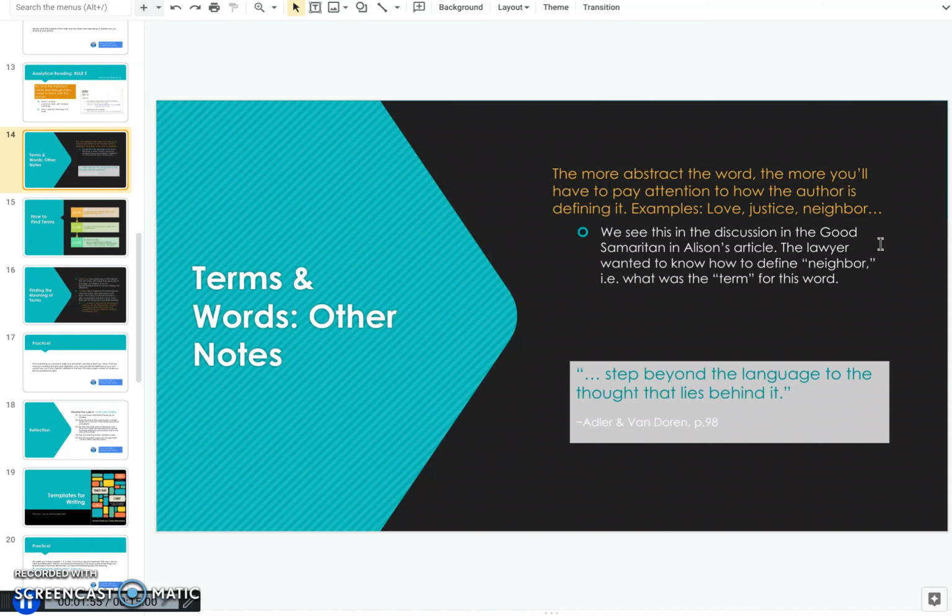So you can see an example of this in the article you're going to read this week by Allison with the term Good Samaritan. The lawyer in this story from Jesus wants to know how to define the word neighbor, and Jesus then gives him a definition. He basically gives the term for the word neighbor. Okay, so when reading, we have to realize that sometimes we need to step beyond the language to the thought that lies behind it and realize that words in and of themselves can be vague and unclear, and we need the context around the words to understand what an author is really meaning.